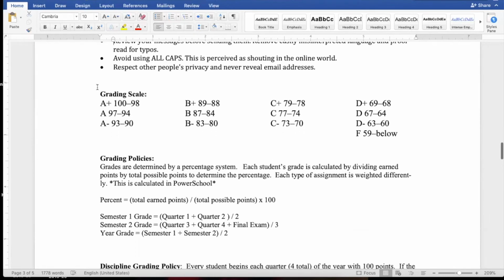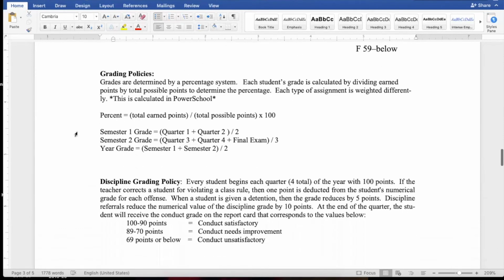Grading scale. Same as it always has been. Nothing's changed. Grading policies. Same as it has been. Grades are determined by a percentage system. Each student's grade is calculated by dividing earned points by total possible points to determine the percentage. Each type of assignment is weighed differently. This is calculated in PowerSchool.